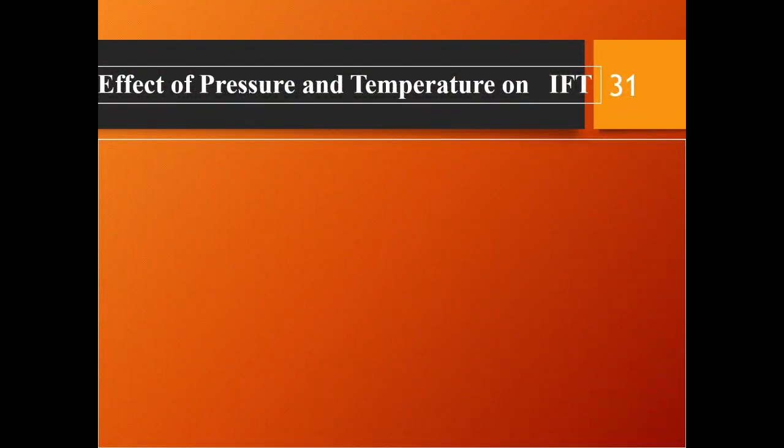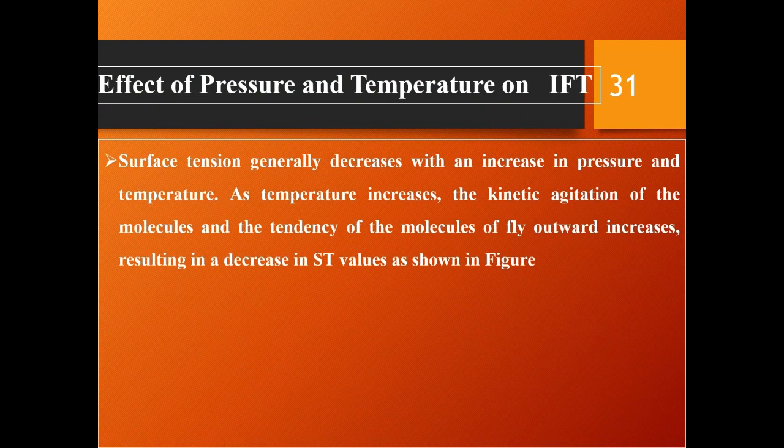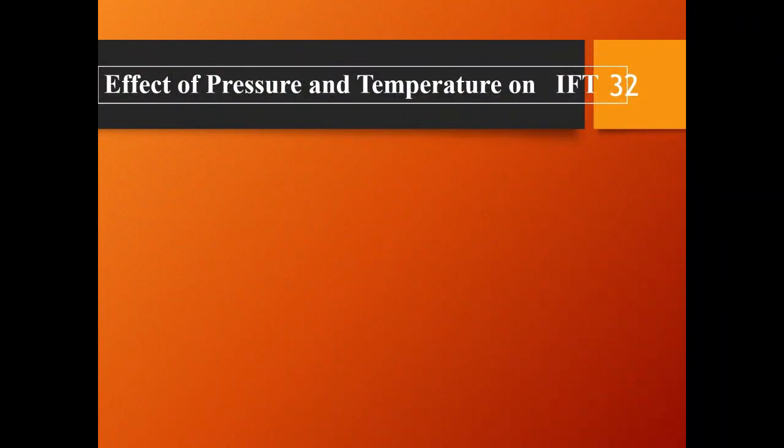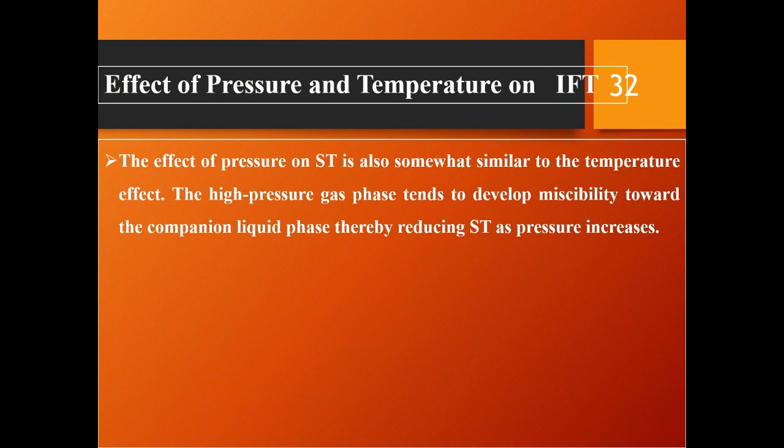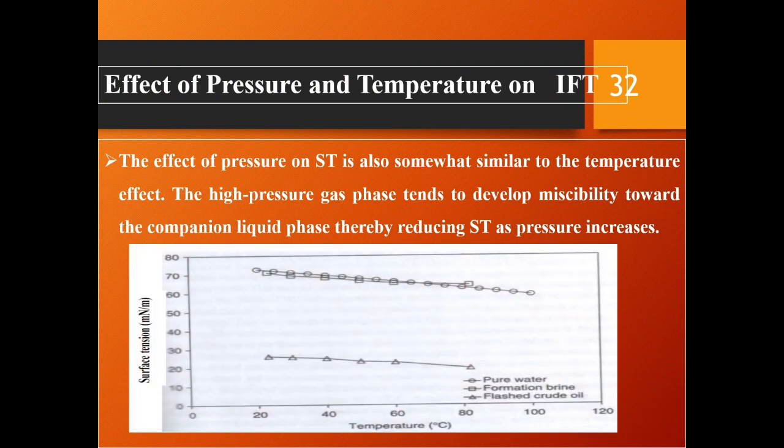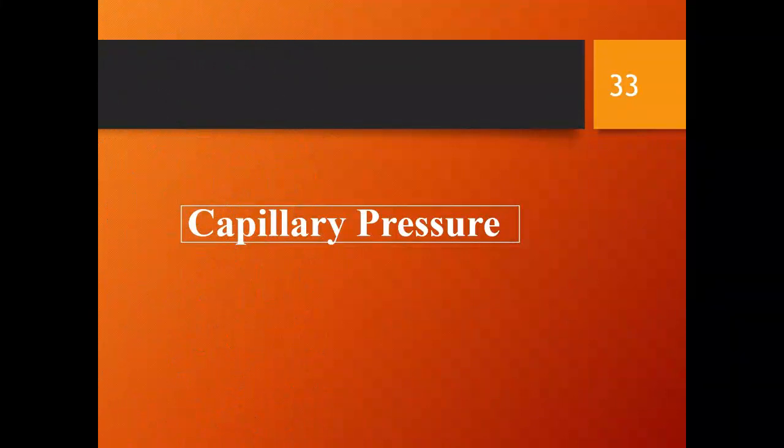Surface tension generally decreases with an increase in pressure and temperature. As temperature increases, the kinetic agitation of the molecules and the tendency of the molecules to fly outward increases, resulting in a decrease in ST values as shown in the figure. The effect of pressure on ST is also somewhat similar to the temperature effect. The high-pressure gas phase tends to develop miscibility toward the companion liquid phase, thereby reducing ST as pressure increases.